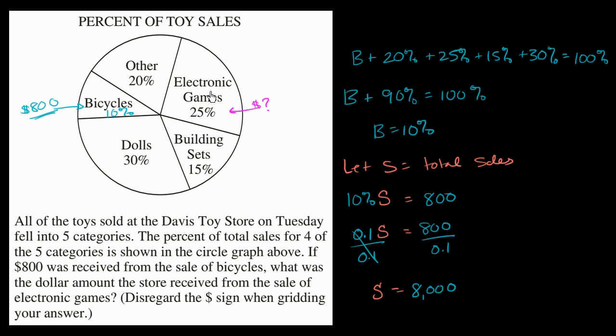They want to know what's the actual dollar sales for electronic games. Well, electronic games is 25% of the total sales. So this is going to be 25% of 8,000, I should say. Our total sales are 8,000. So this is the same thing. This is equal to 1/4 of 8,000, which is equal to $2,000 in sales in electronic games on Tuesday.